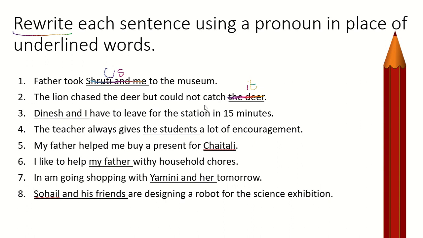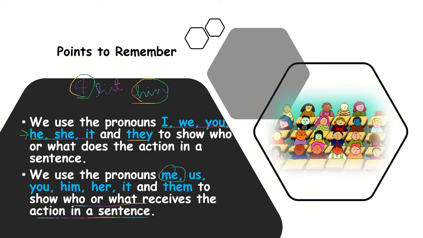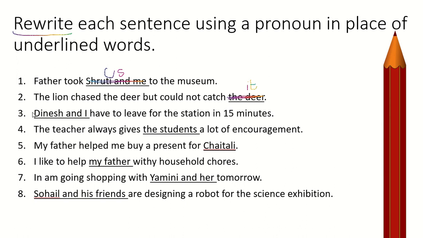Okay, Dinesh and I have to leave for the station in 15 minutes. Dinesh and I plural है और ये लोग action कर रहे हैं. Okay, तो हमने क्या पढ़ा है, जो action कर रहे होते हैं वो क्या होते हैं, we. जिनके साथ action होता है वो होते हैं us. So Dinesh और मुझे लीव करना है. Of course, I'll write. I'll just cut it and I'll write we over here. We have to leave for the station in 15 minutes.